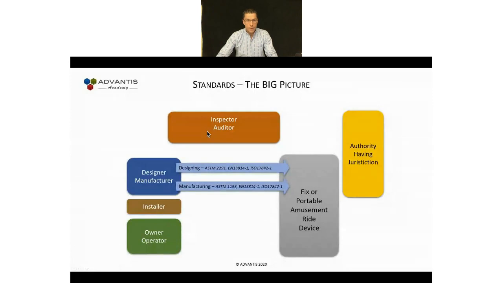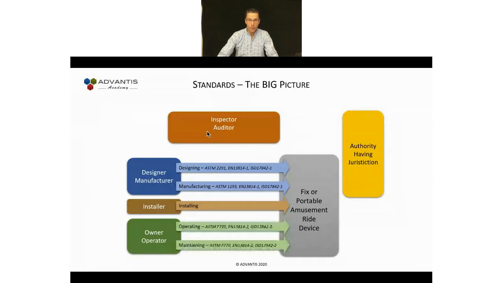First things first, the designer manufacturer is supposed to design and manufacture according to these standards. I'm listing these 3 standards: ASTM, EN, and ISO. Don't memorize the numbers, not that relevant. It's just these 3 standardization bodies. Following these standards, he supposedly knows what to do on the design and manufacturing side. The installer, same thing. There are some particular requirements for him, but when it comes to the owner operator, the park knows what it takes.